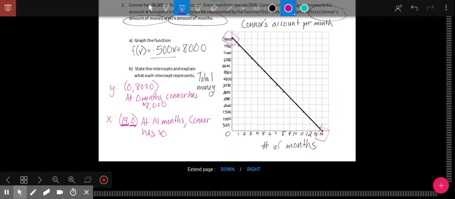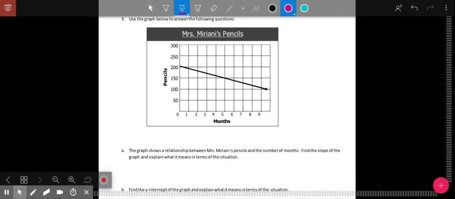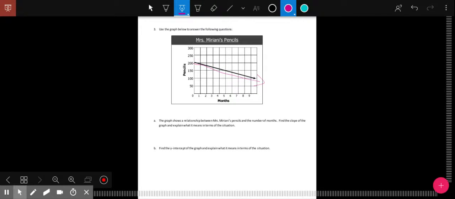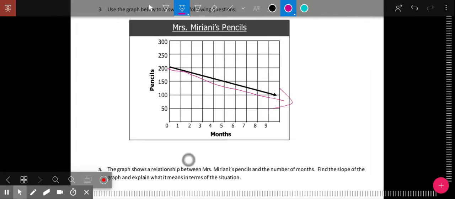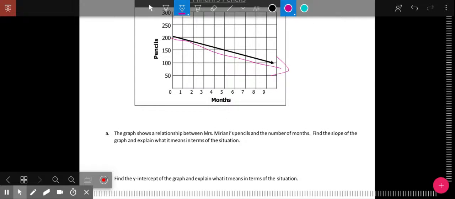All right, so looking at the back. Number 3 says use the graph to answer the following questions. We're dealing with Mrs. Mariani's pencils up here. So Mrs. Mariani had 200 pencils, and as you can see, the amount of pencils she had is just decreasing. Sad day. I don't know what's happening. She's probably just losing all her stuff. It's not like she lets anybody borrow them or anything. So the graph shows a relationship between Mrs. Mariani's pencils and the number of months. Find the slope of the graph and explain what it means in context or in terms of the situation.